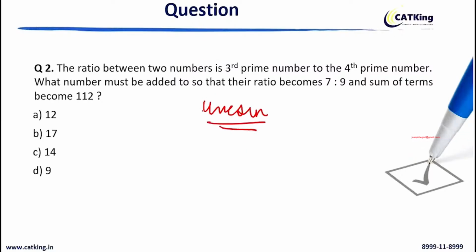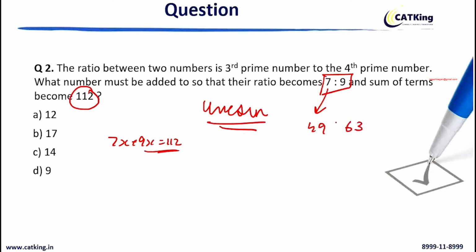Unconventional method. Guys, whenever you are thinking of ratios, always try to think something out of the box. What is given? The ratio becomes 7:9, correct? And the sum is what? 112. So I can safely say 7x plus 9x equal to 112, right? So you can safely get this value. This is what? 9 plus 7, which is 16, correct? 16x equal to 112, so the value of x is 7, and hence the value of this number is 49, and the value of this number is 63, correct? I have got these two numbers. I hope this is clear to you.